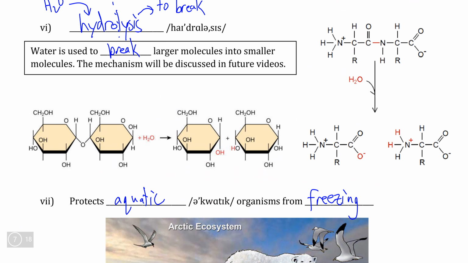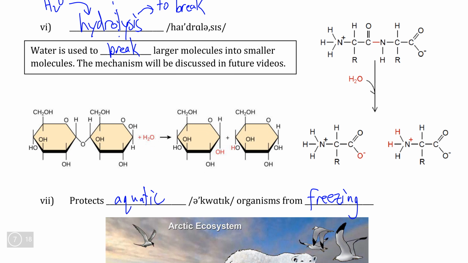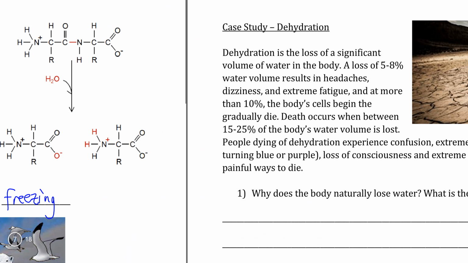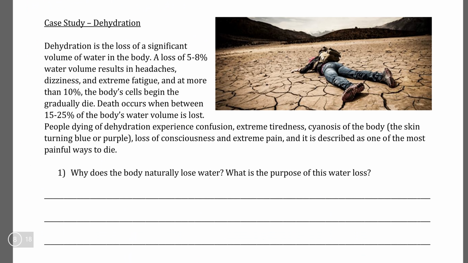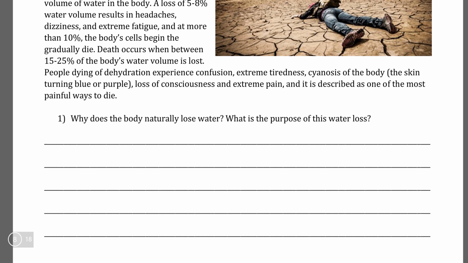Now that we've finished learning about the different functions of water, take a look at some of the practice problems, starting with this case study here, and see if you can connect the importance of the functions of water and rationalize what actually causes us to die when we don't get enough of it.